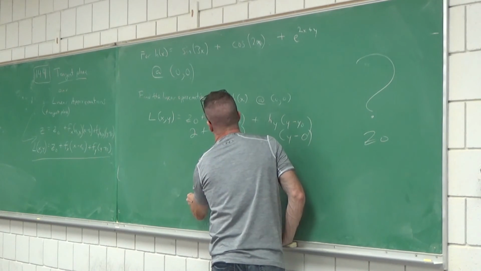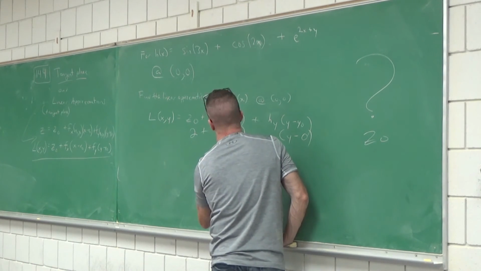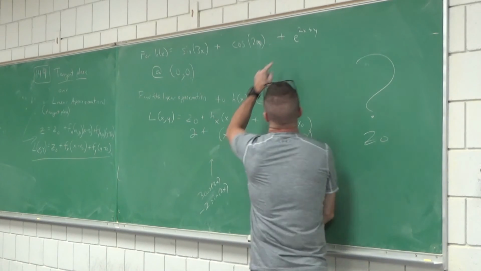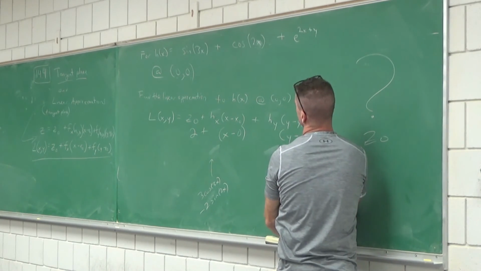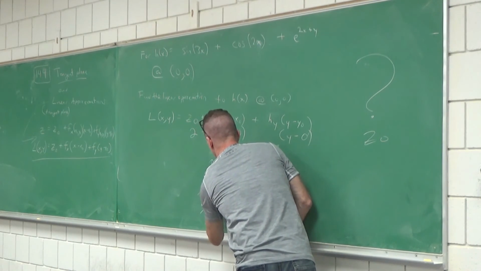I get 3 cosine 3x. Minus 2 sine 2x. Chain rule. What's that with respect to x? 2 e to the 2x plus 1.